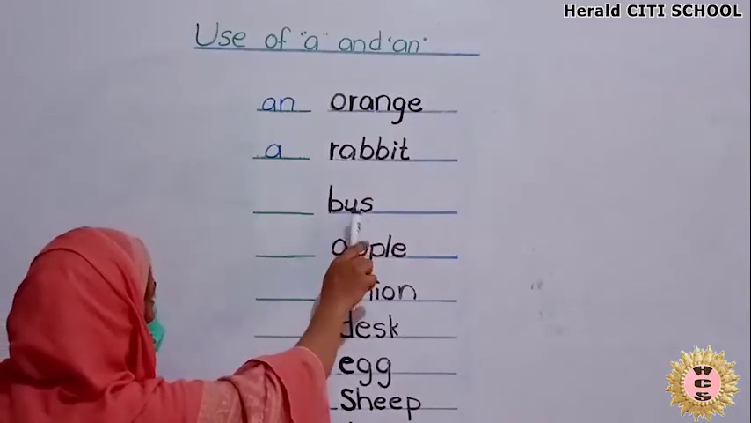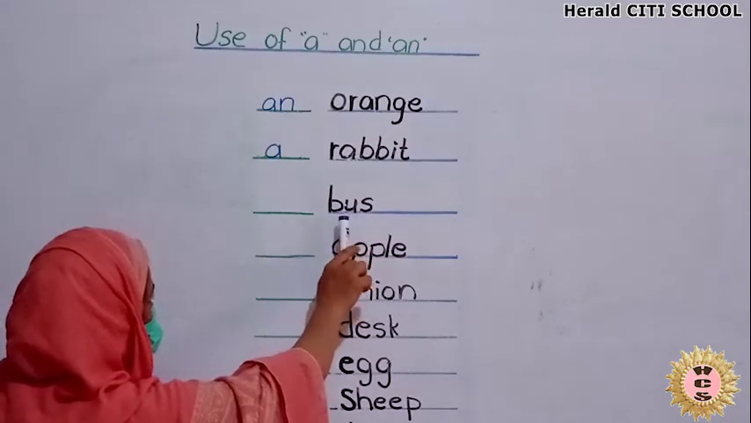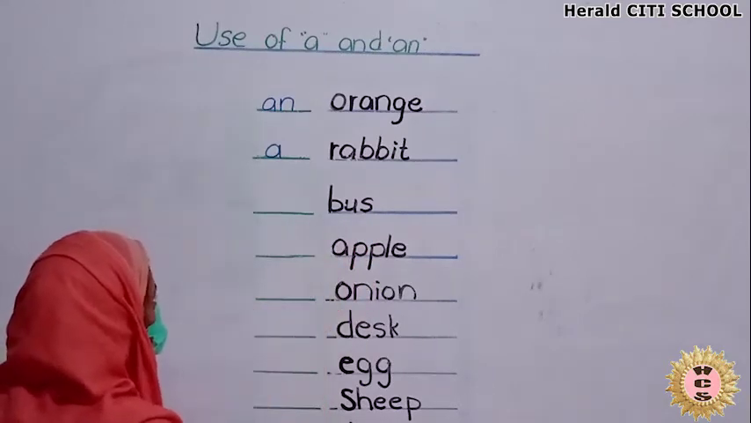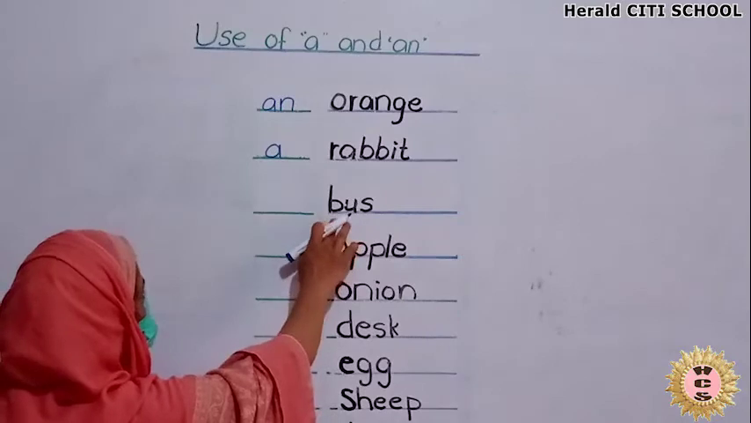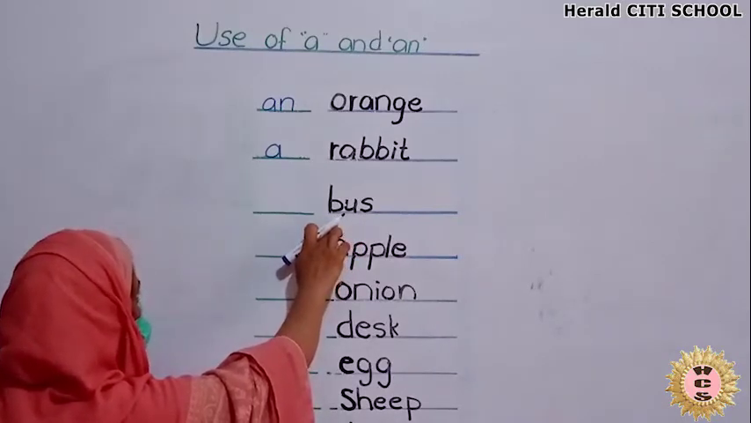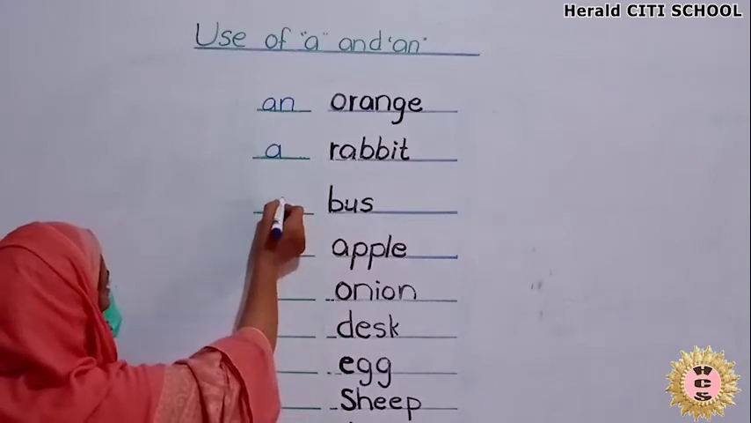This is bus. B-U-S. Bus. And this word starts with a consonant because B is not a vowel. So we will write here A.